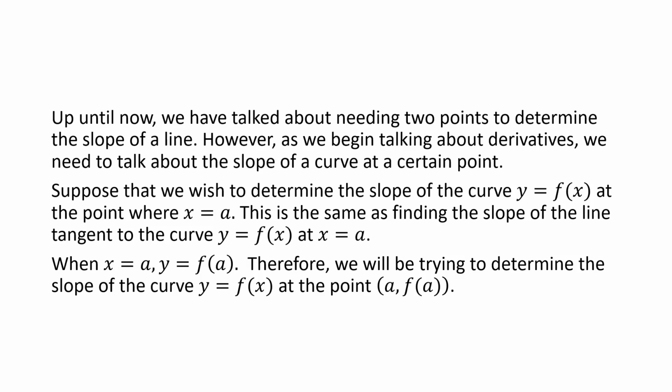This means we're going to find the slope of the line tangent to the curve y equals f of x at x equals a. Now, when x equals a, since we're talking about the curve y equals f of x, that means y is f of a. And so what we're really trying to do is find the slope of the tangent line to the curve at the point a comma f of a.